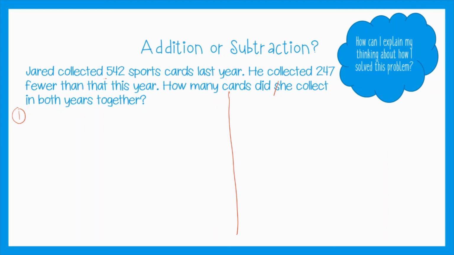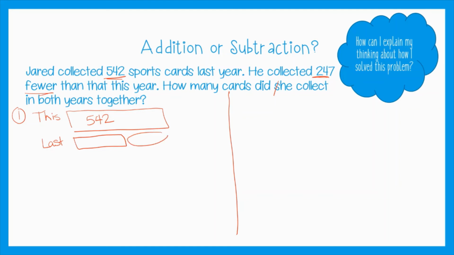So last year was 542. This year it was 247 fewer. So let's draw comparison bars. So for this year, or our present year, he collected 542. Last year, we don't know how many he collected, but it was 247 less than this year. So our equation that we can write is 542 minus 247 equals our unknown addend.